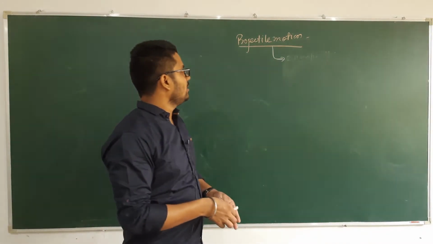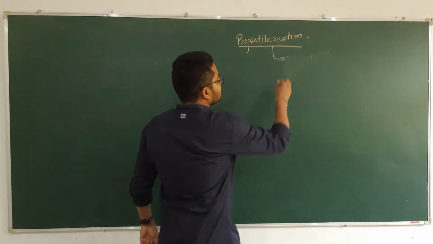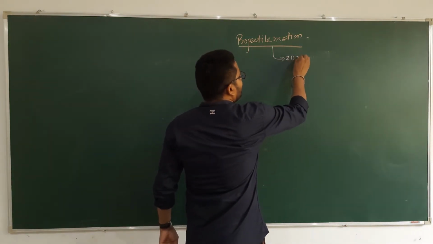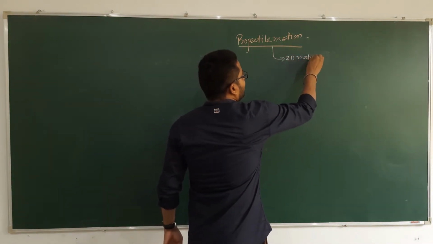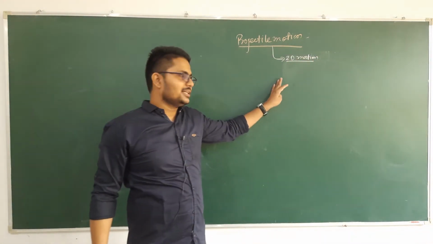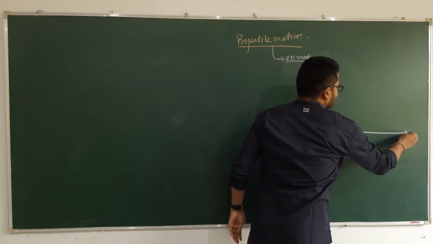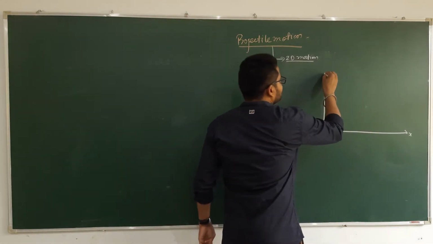So today we are discussing projectile motion. It is also known as 2D motion. Next, how does it follow its path? This is known as the x-axis. This is known as the y-axis.